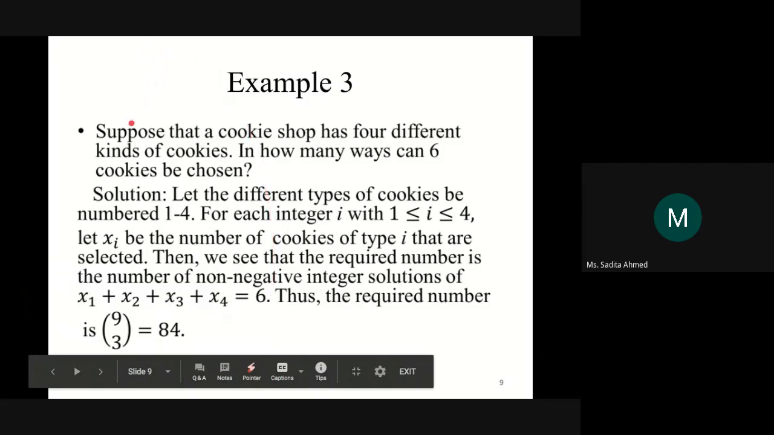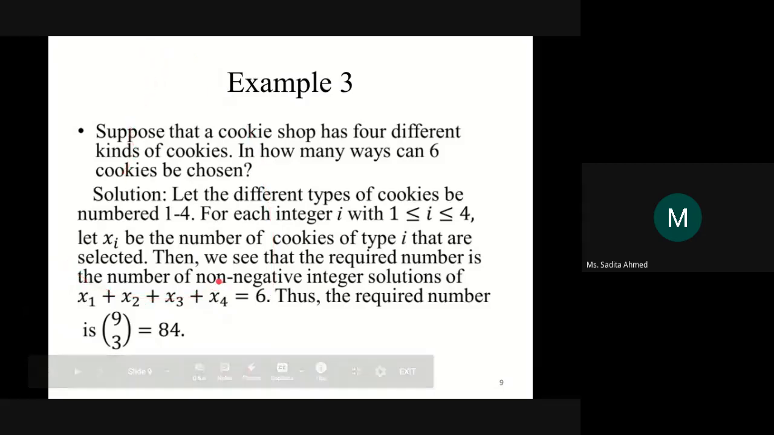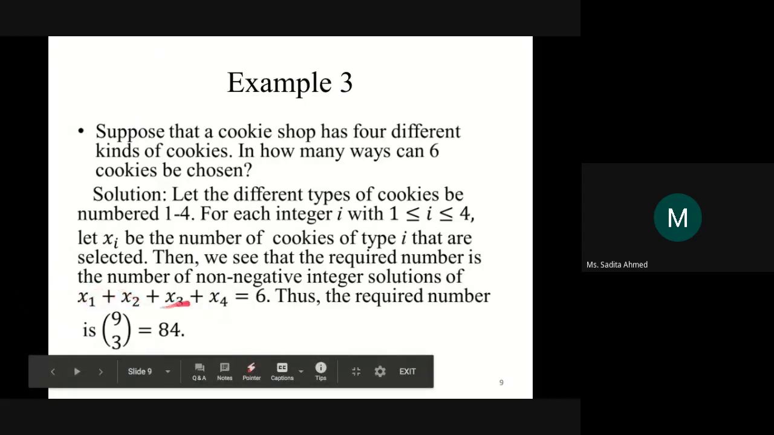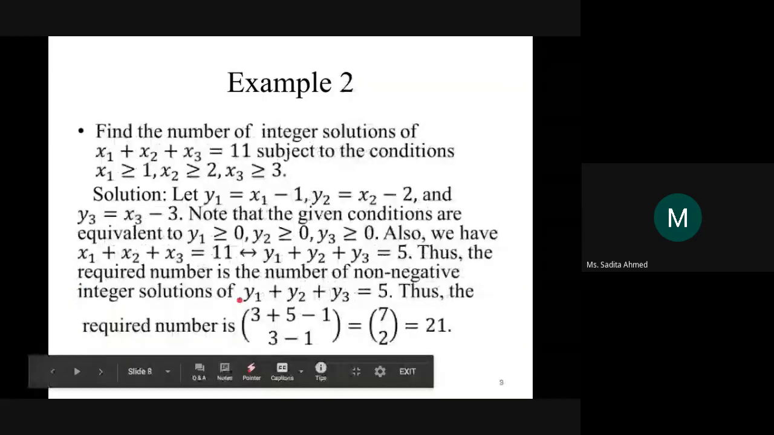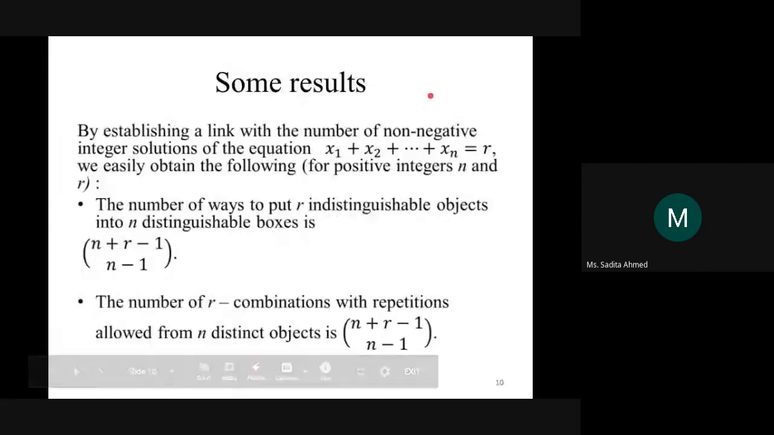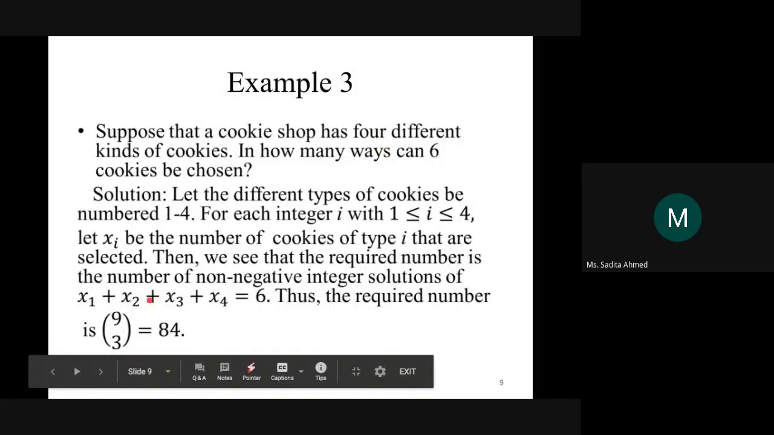We have 4 different types of cookies, so 4 x's here. x1, x2, x3, x4. So x1 plus x2 plus x3 plus x4 is equal to 6, where each of these x's represents the number of cookies chosen of that specific type. So this is the exact equation that we have here. And if we are able to count the non-negative integer solutions to this equation, that will give us the answer for this problem as well.